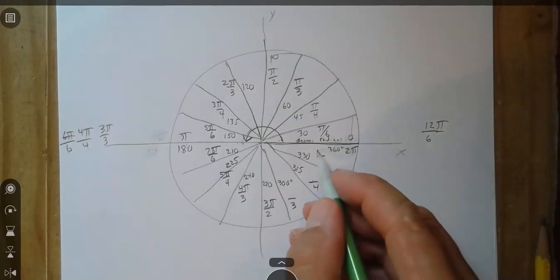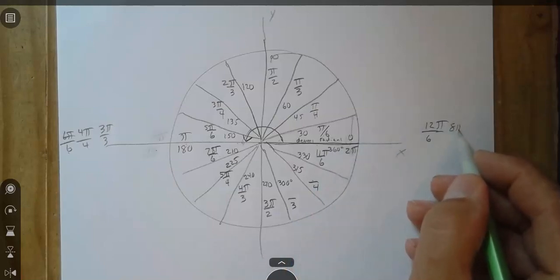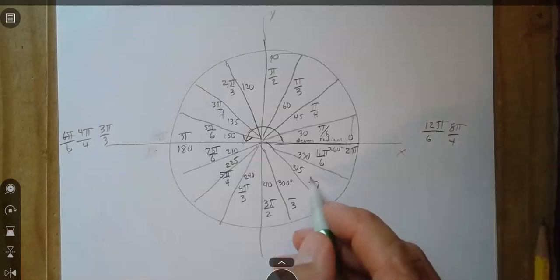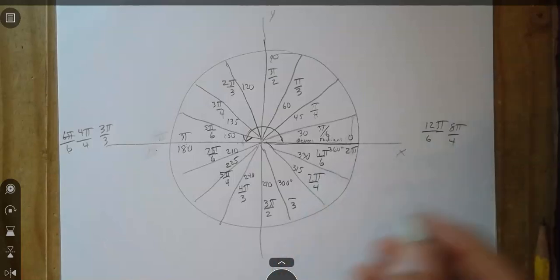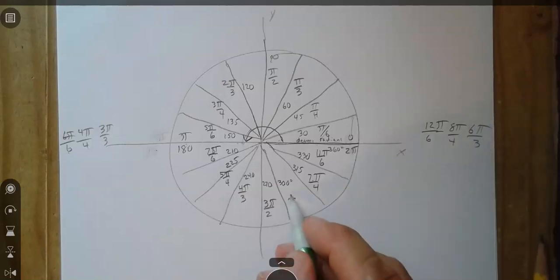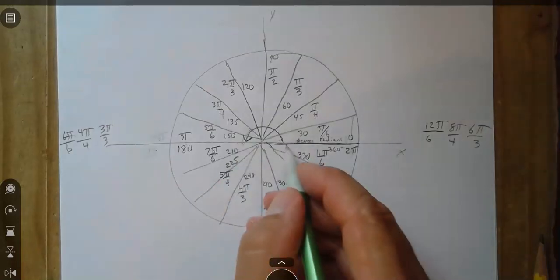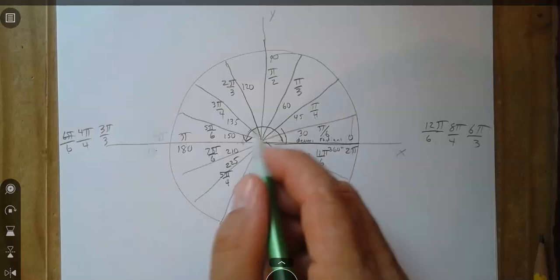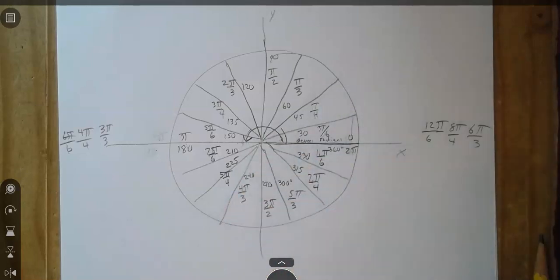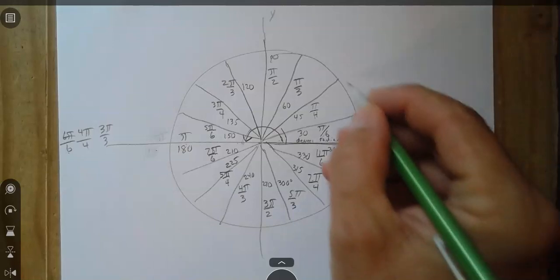So then 1 less than that is 11 pi over 6. I have 8 pi over 4. So 1 less than that is 7 pi over 4. And then I have 6 pi over 3, which is 2 pi. 1 less than that would be 5 pi over 3. So that gives us our quick angles of each of these, our angles in radians and in degrees going around the entire unit circle. And then we have our XY coordinate points.